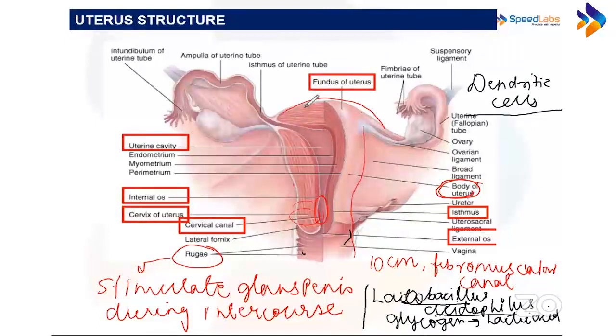To the outside you have a structure called the vulva. What is vulva? Vulva is actually the external genitalia. Have you understood till here?